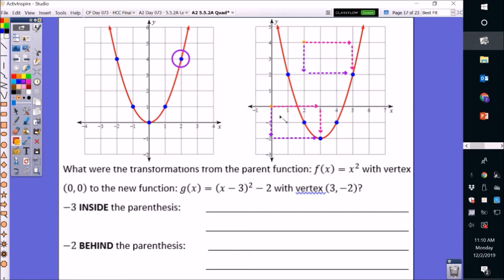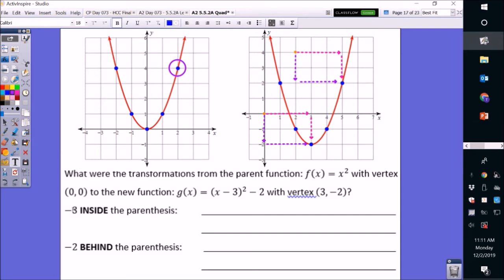So let's talk about it in terms of words. If it's minus 3 inside the parenthesis, it's connected to when it's translated 3 units to the right. So let's write out, translated right 3 units. Now you could also say or state, move right 3 units.